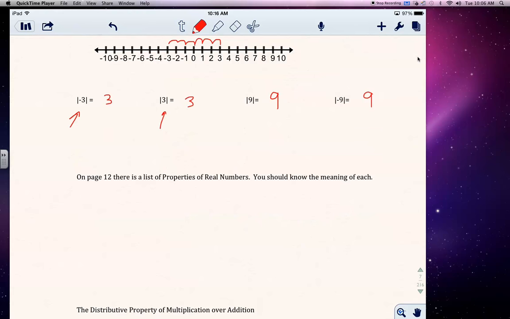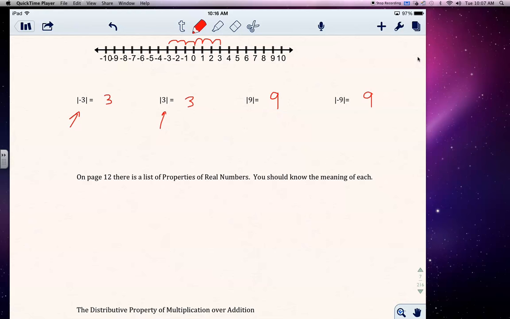Now, I didn't make you buy a book for this course, but if you open up your textbook or go to the multimedia library, on page 12 there's a list of properties of real numbers, and you should know the meaning of each. A lot of these are pretty self-explanatory, and I'm going to open up my book to look at them with you. Again, you can go to your multimedia library if you don't have a textbook, and on page 12 they have all the properties of real numbers.